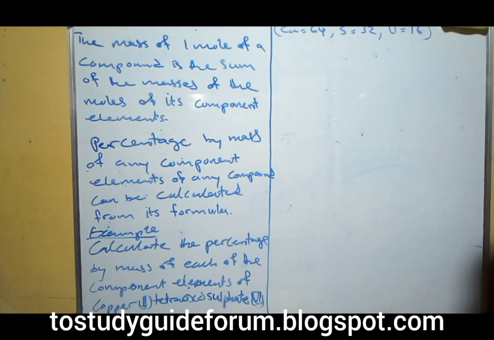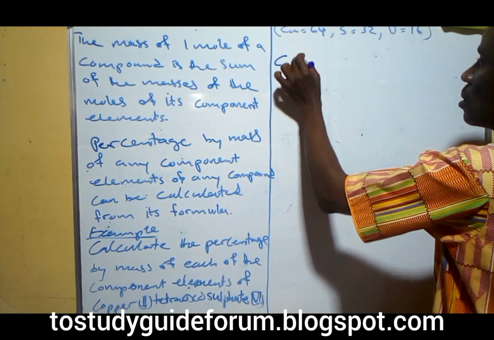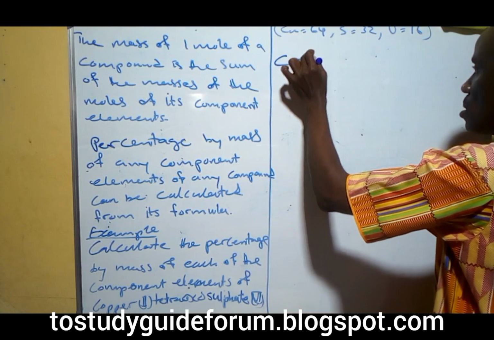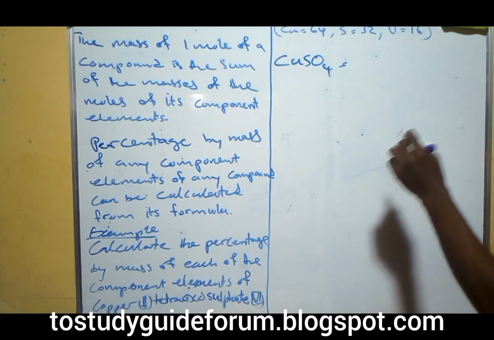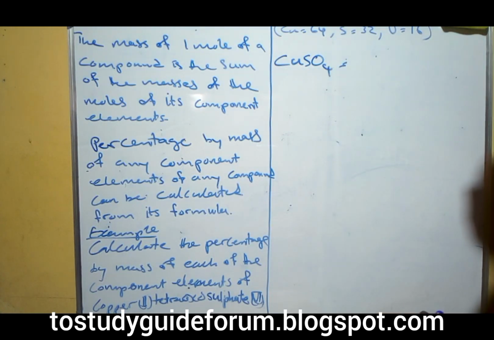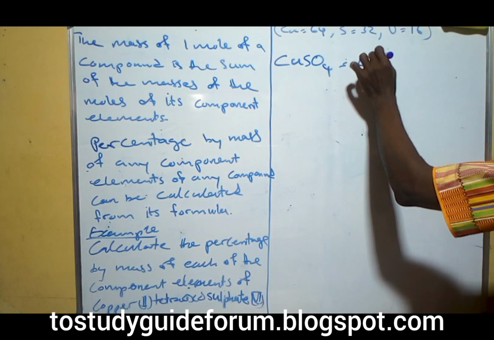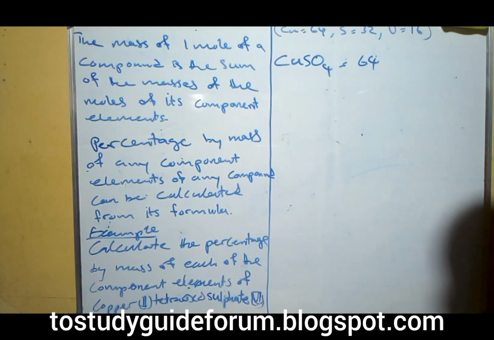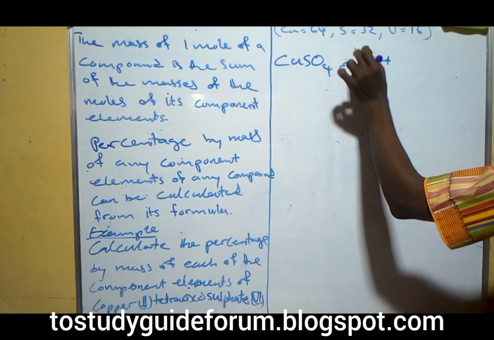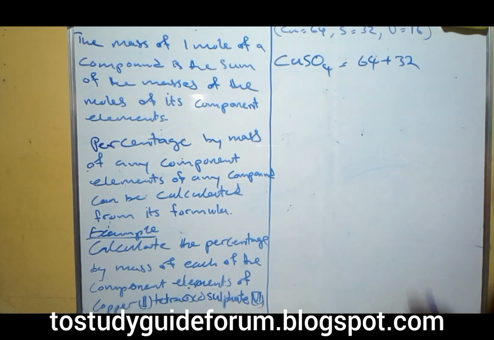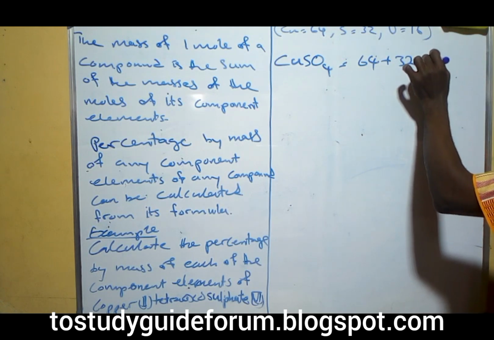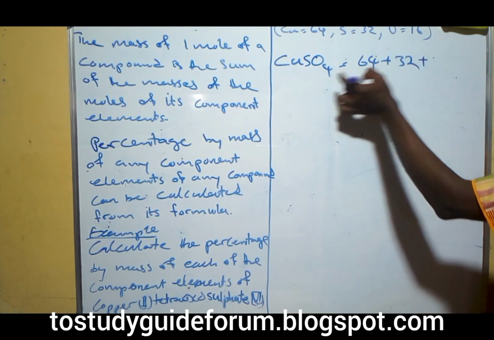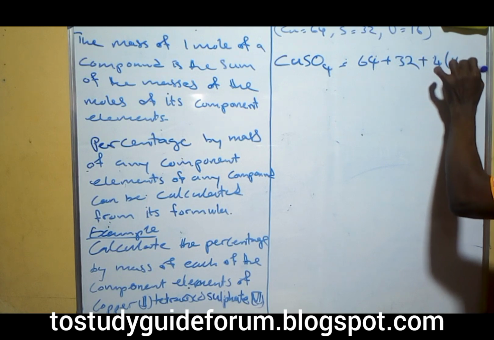We'll have an example here. The example says calculate the percentage by mass of each of the component elements of copper 2 tetraoxosulfate 6. That is what we are going to look at. Having said that, in this copper 2 tetraoxosulfate, we have copper to be 64, sulfur to be 32, and then oxygen, which is 4 there, bracket 16.